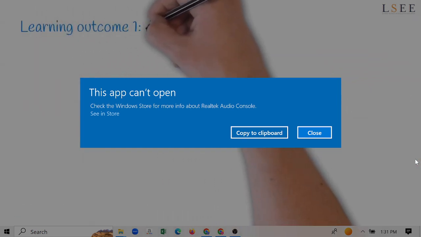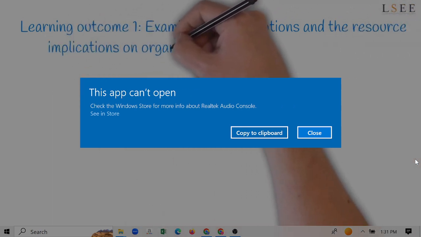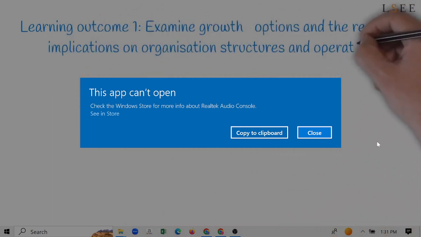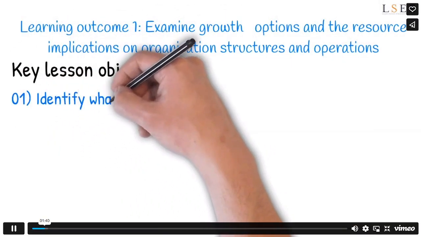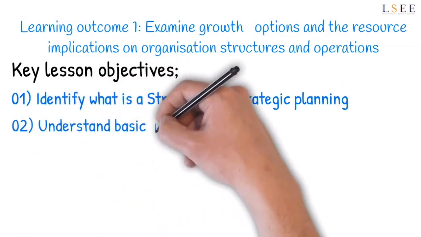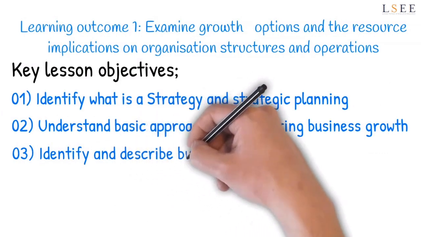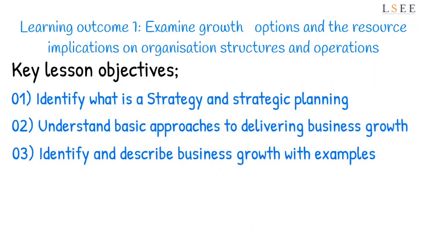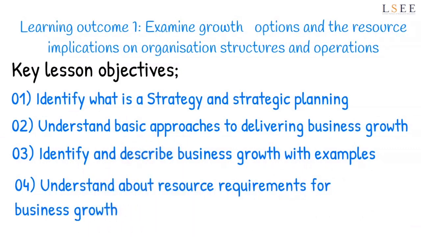Learning Outcome 1. Examine growth options and the resource implications on organization structures and operations. Key lesson objectives. Identify what is a strategy and strategic planning. Understand basic approaches to delivering business growth. Identify and describe business growth with examples. Understand about resource requirements for business growth.